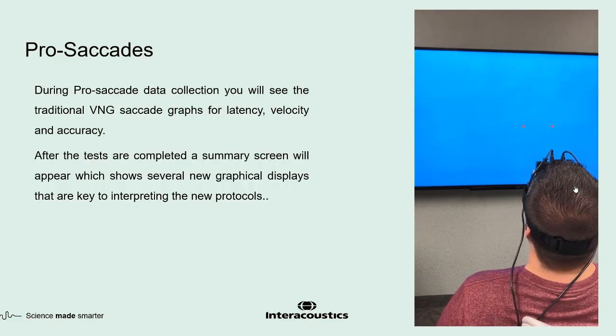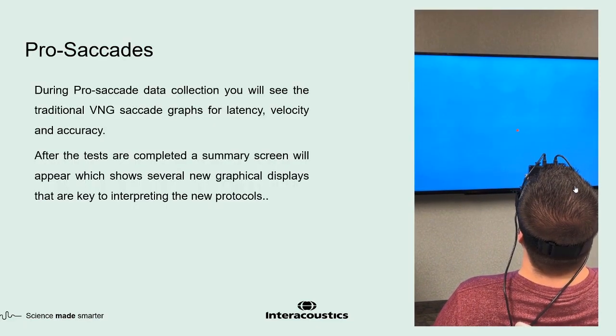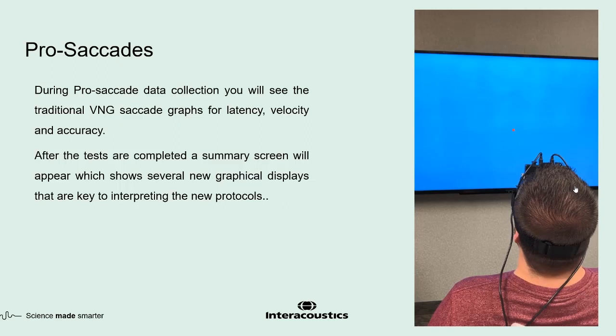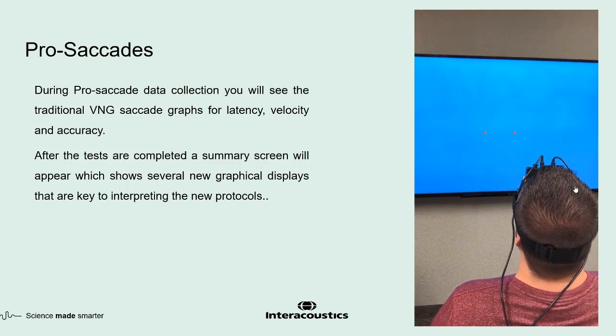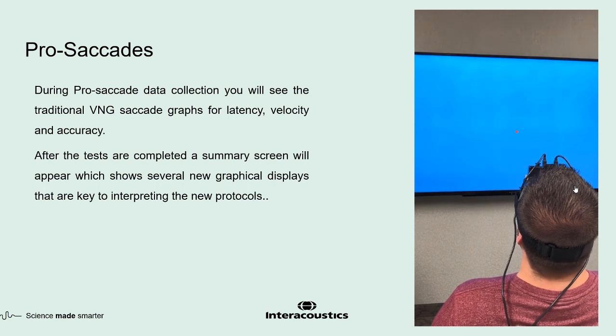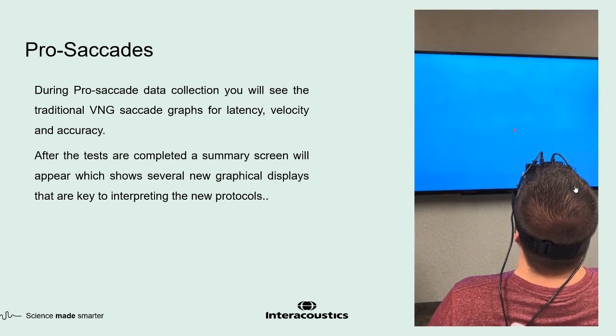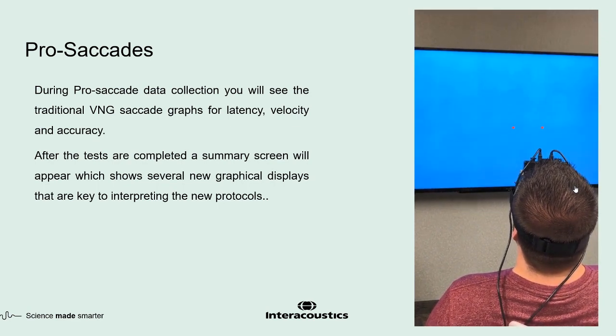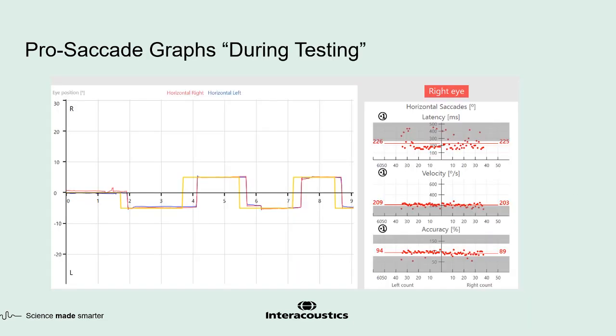Now, during pro-saccade data collection, the provider is going to see the traditional VNG saccade graphs for latency, velocity, and accuracy. However, once this is done, the summary screen shows us several new graphical displays that are key to interpreting the new protocols. So there's basically a patient doing the saccadometry. This is what you see. Essentially, it looks the same as the other random saccade task, with the one point being that we see standardized intervals, although not durations.